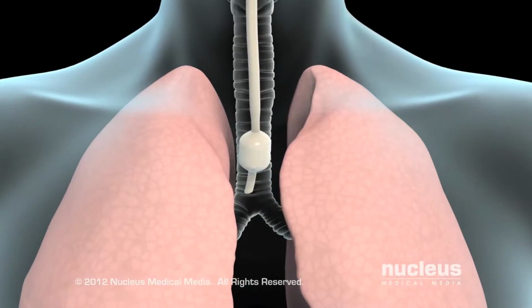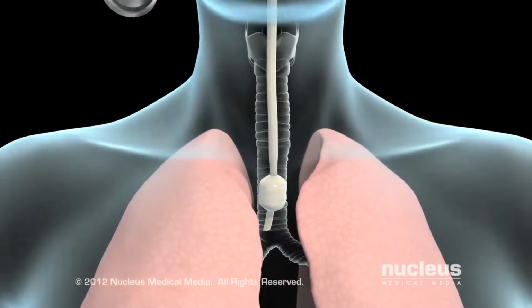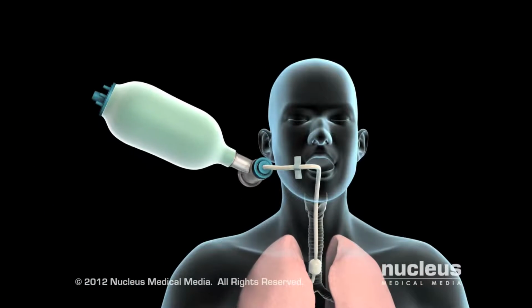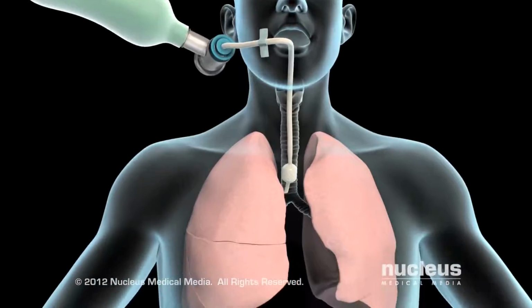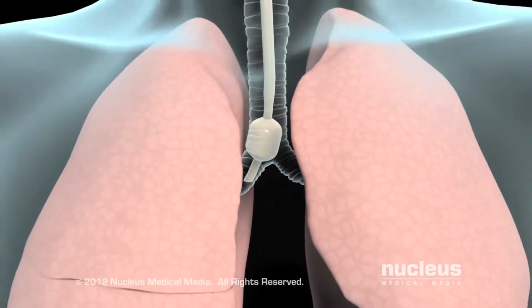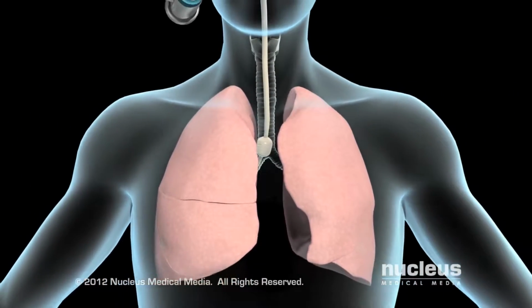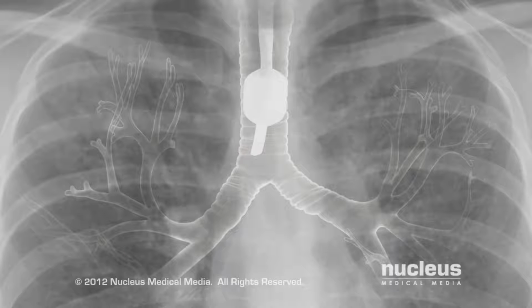Your doctor will check to see that the tube is properly positioned in the lower part of the trachea by inflating your lungs with a special bag and listening for breath sounds on both sides of your chest. If the end of the tube is too low, both lungs will not receive the same amount of air. In some cases, an X-ray is taken immediately after intubation to confirm the tube's placement.